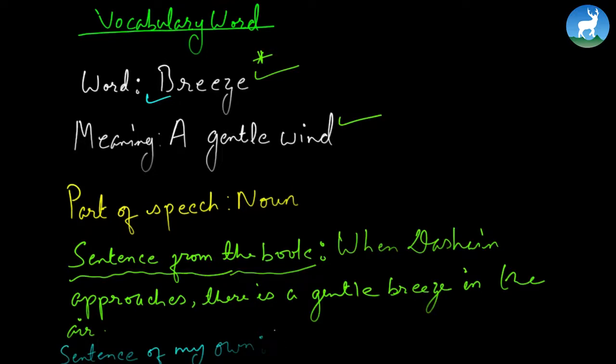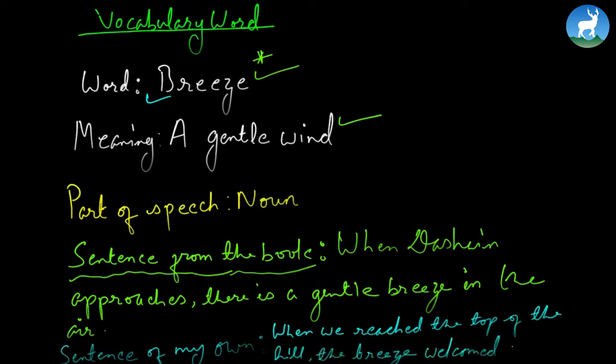Right? Now, let's try it here. When we reached the top of the hill, the breeze welcomed us. Welcomed us. All right, meaning there was a lovely breeze on top of the hill. Okay, so when we reached the top of the hill, the breeze welcomed us. So this is how you build up your vocabulary.